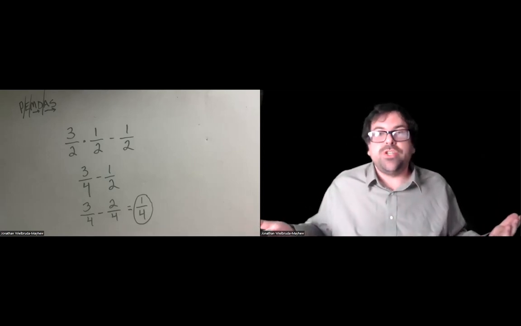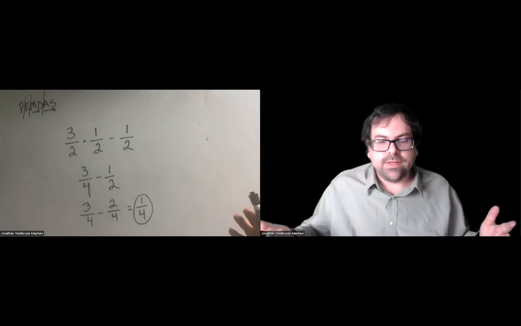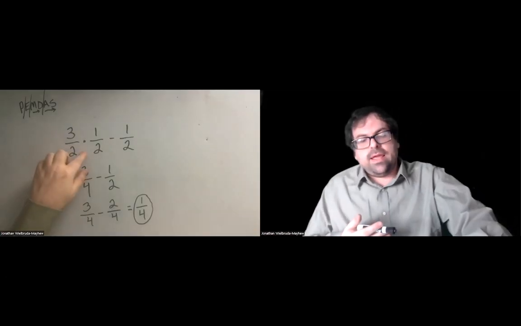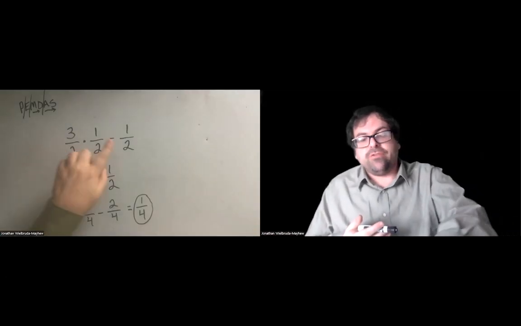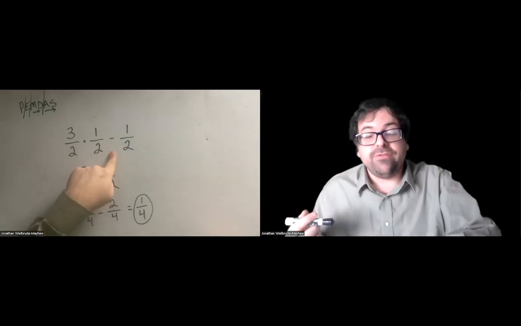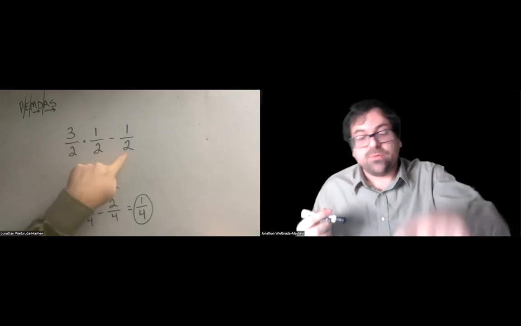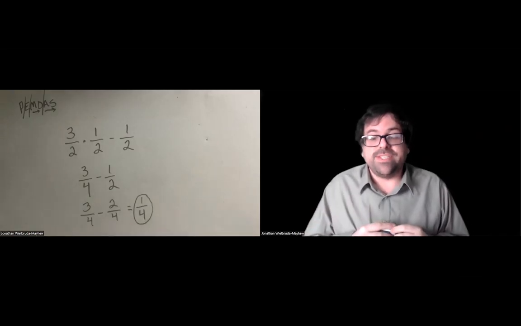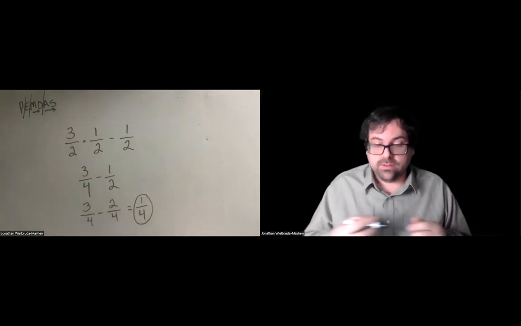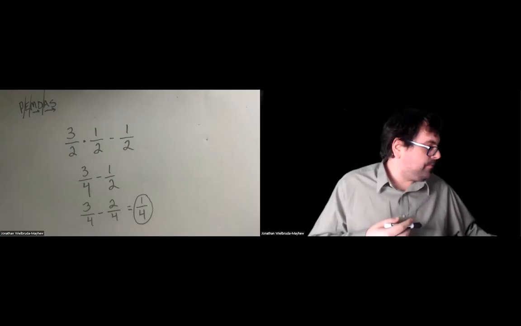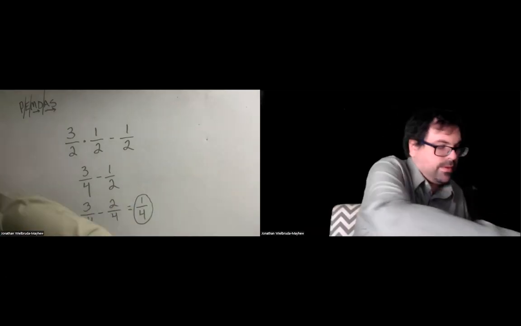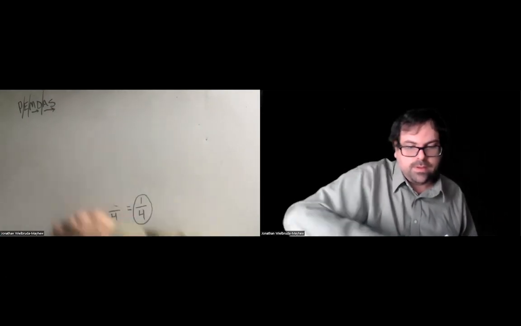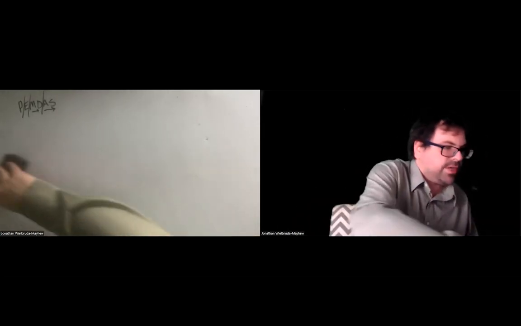So order of operations, important. If instead of multiplying first, you mistakenly subtracted first, you would do 1/2 minus 1/2 is 0. Anything times 0 is 0. You would get an answer of 0, which would be wrong. Let's look at another crazy one.